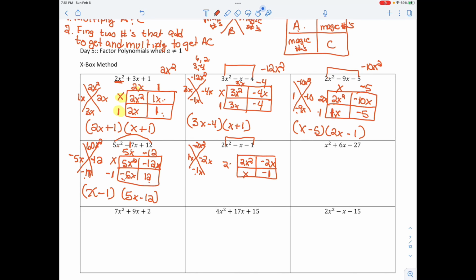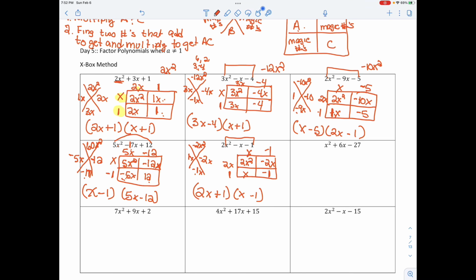Okay, so my GCF here is 2x. My GCF here is just 1. My GCF here is x. My GCF here is negative 1 because the top term is negative. So we get 2x plus 1, and then x minus 1.